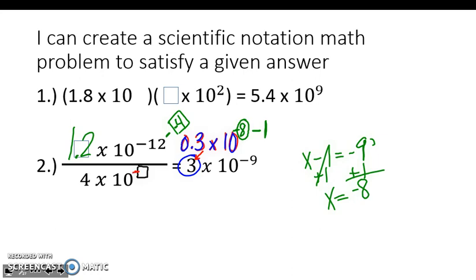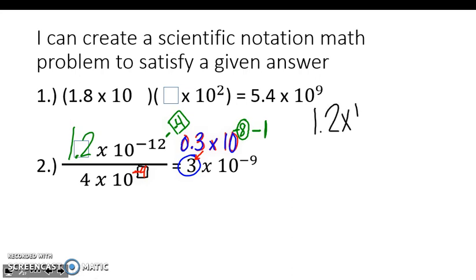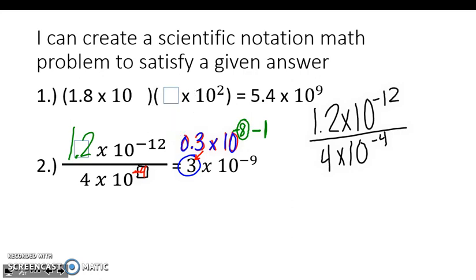Now guys, what I'm going to do now is I'm going to take the problem that I think that I have created correctly, and I'm going to go through and I'm going to solve it out. That's going to allow me to check to make sure I get the final answer. So this is the problem that I think that I should have used to get that final answer of 3 times 10 to the -9. So we're going to solve this problem out as if this was the only problem I gave you.